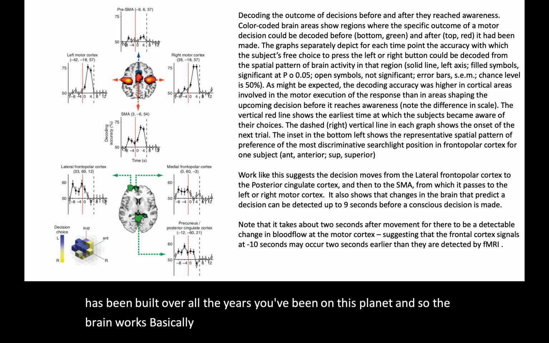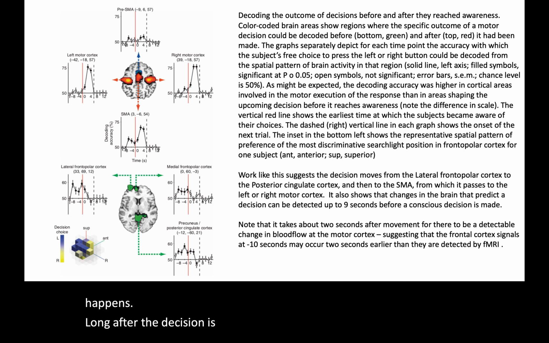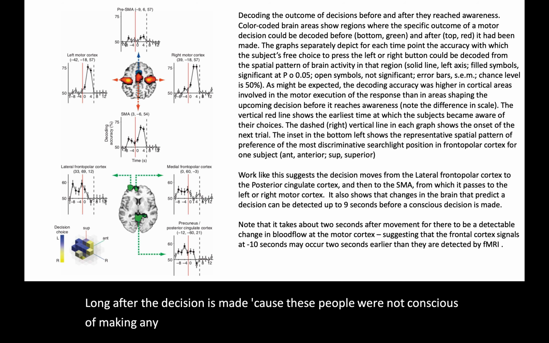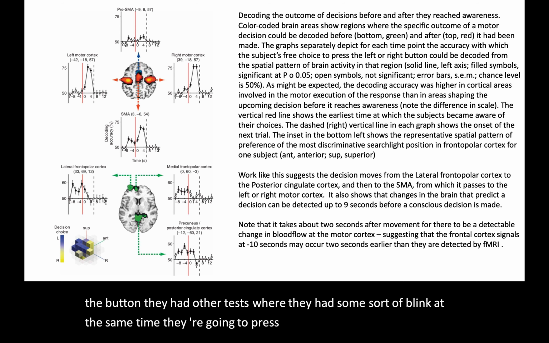And if that's the case, because if the brain has already decided maybe 8 seconds before you do something exactly what you're going to do, then consciousness is a thing that happens long after the decision is made. Because these people were not conscious of making any decision until right around the time they were pressing the button. They had other tests where they had them sort of blink at the same time they were going to press the button, or blink as soon as they'd made up their mind, and then hit the button as soon thereafter as they could.